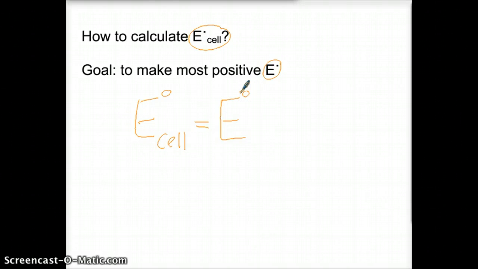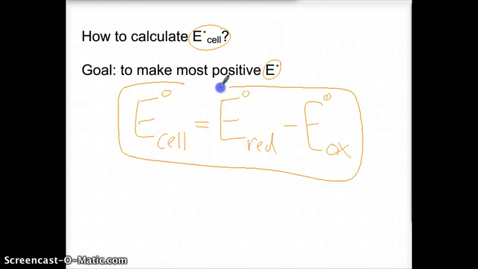Each one is going to have its own standard reduction potential. So if we take the reduction potential of the substance that's getting reduced and we subtract the reduction potential of the substance that's getting oxidized, that gives us the standard reduction potential for the cell. So again, this is of what's getting reduced, and this is of what's oxidized.